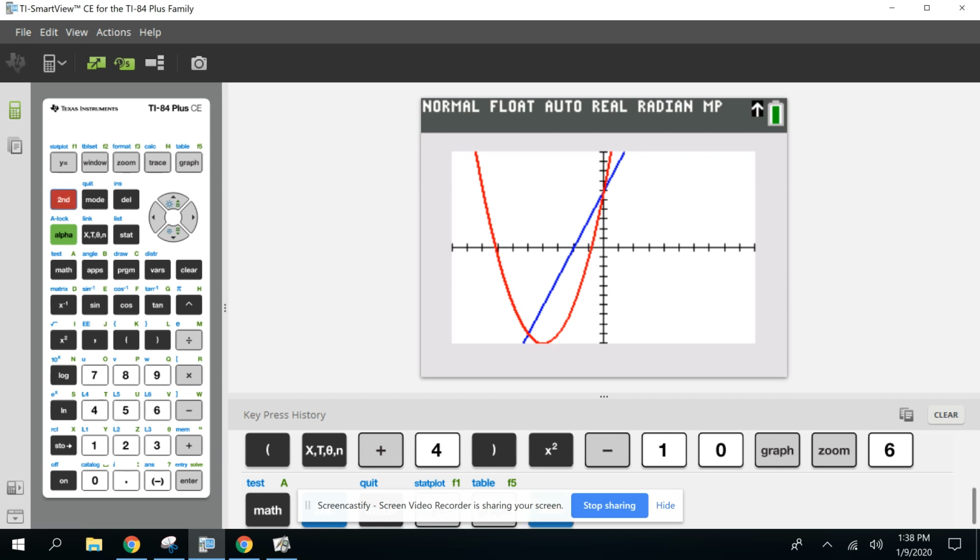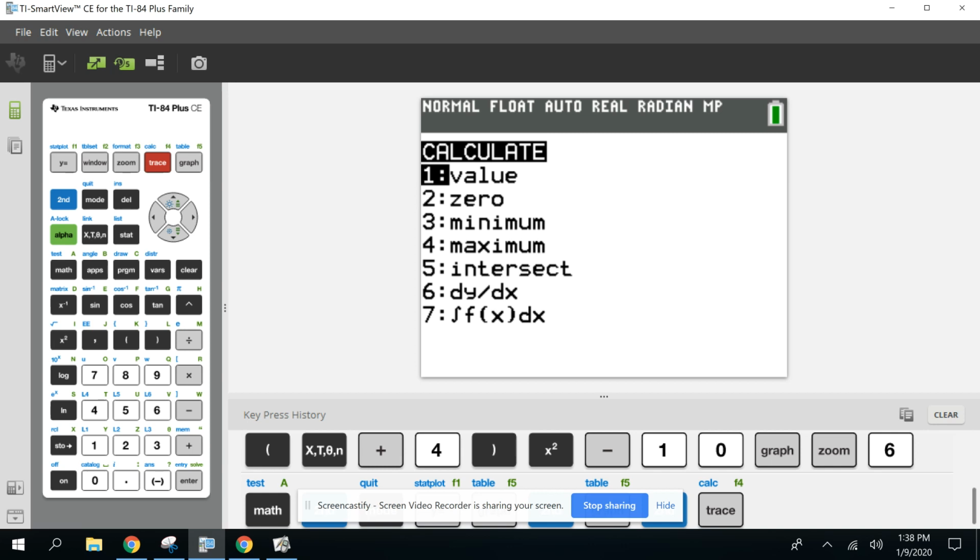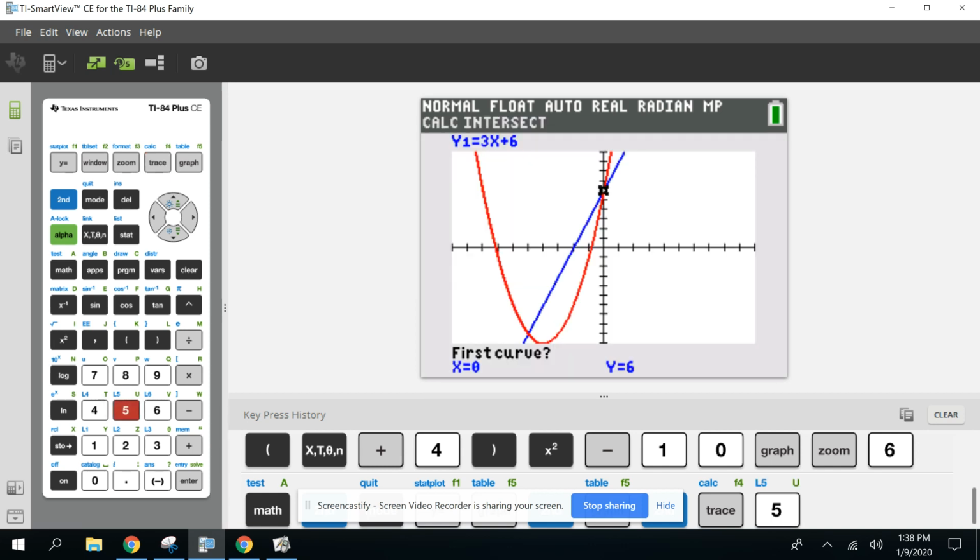Okay, you could go to second table and see where the y values are the same. Or you could go second, trace, intersect, get that sucker as close as you can to the point of intersection, enter 3 times, and it'll come up with one of the solutions.